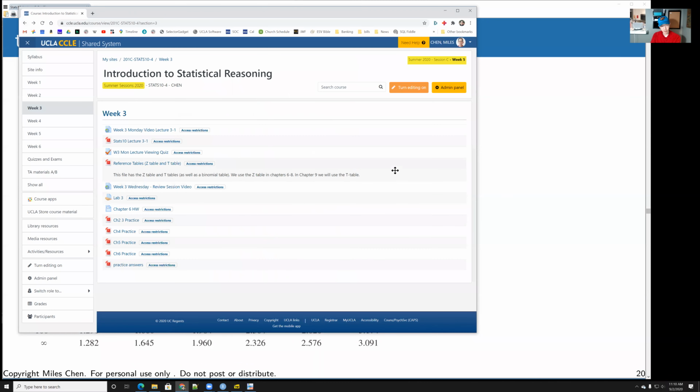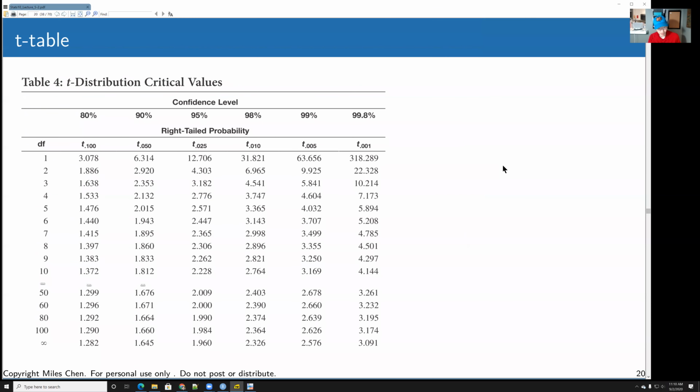So if you're wondering where you get the t-table, it's available under week 3. So when you do your homework, you can do that. All right, and this is what the t-distribution looks like, okay? And so you'll notice at the top you have the confidence level at 95%. And then along the side you have degrees of freedom, okay?